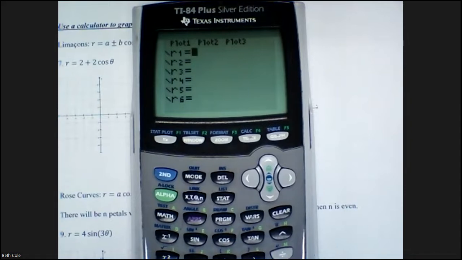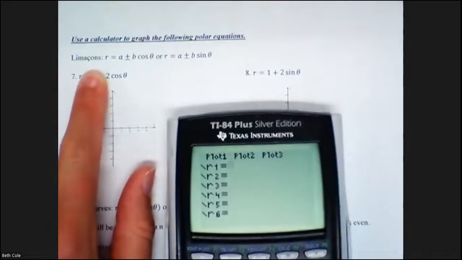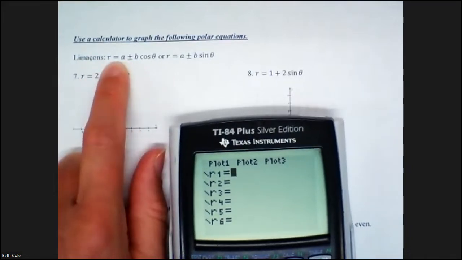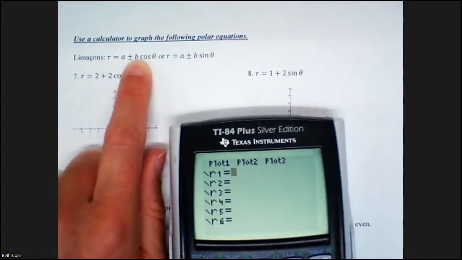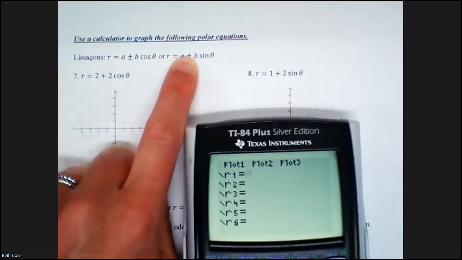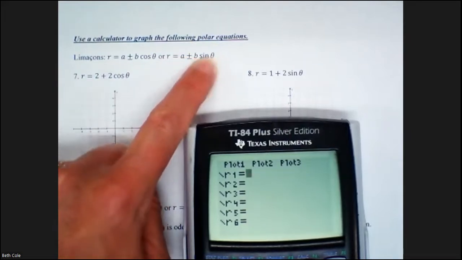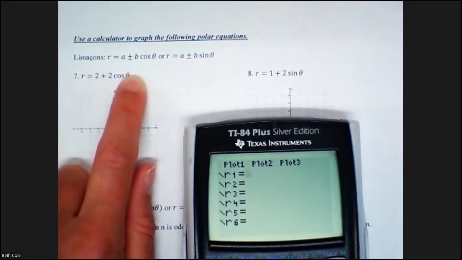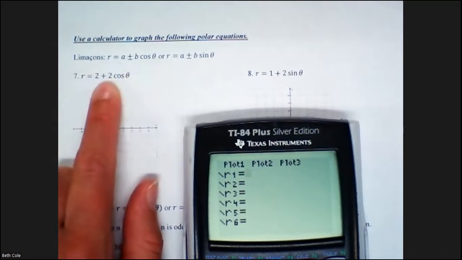That's so cool. Okay, so look, here's the first one. And this is limaçons, I don't know how you want to pronounce that. But this is the form that they take. r equals a plus or minus b cosine theta, or r equals a plus or minus b sine theta. So do you see how this follows that format? It's 2 plus 2 cosine theta. That's what you're going to type in.